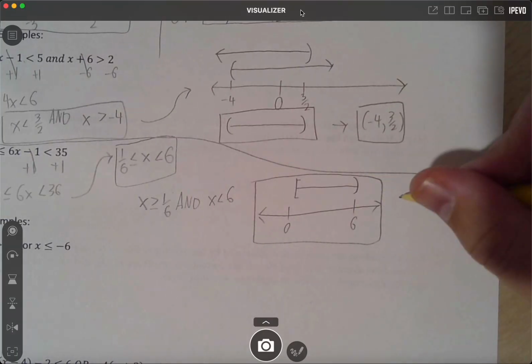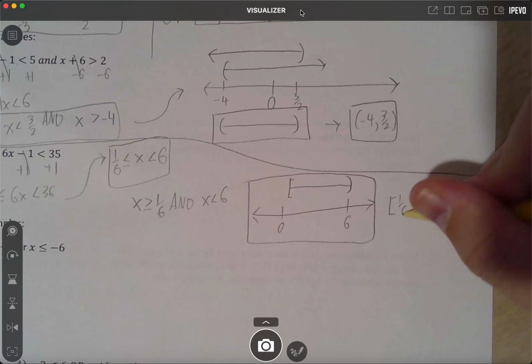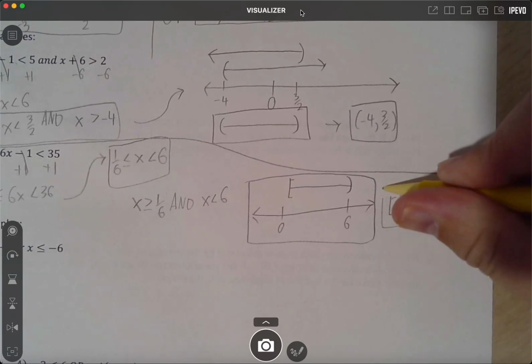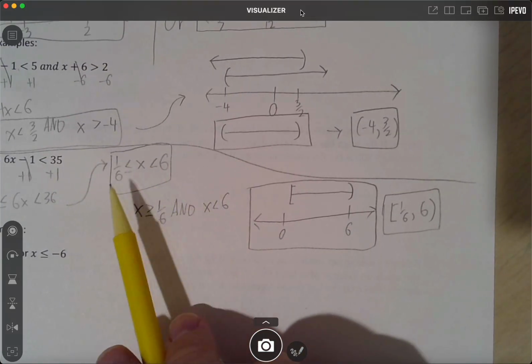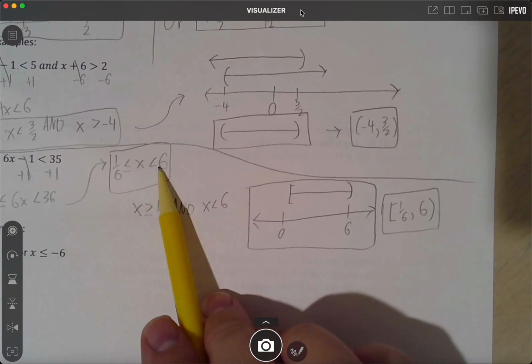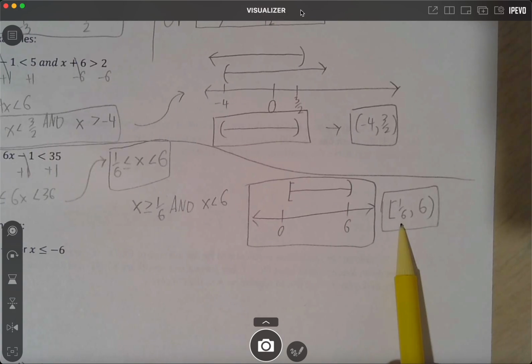That'd be your graph, and your interval notation would, of course, be 1/6 with a hard bracket, and then 6 opening up. Right? It's almost more convenient when it's written like this, because it shows you that really quickly. It's saying, hey, from 1/6 and anything you want up to 6, that's your graph. And then there's interval notation saying the same thing.